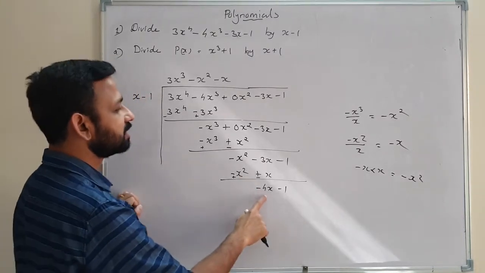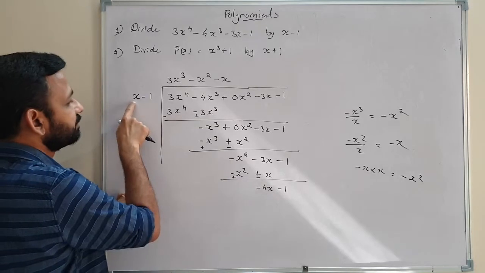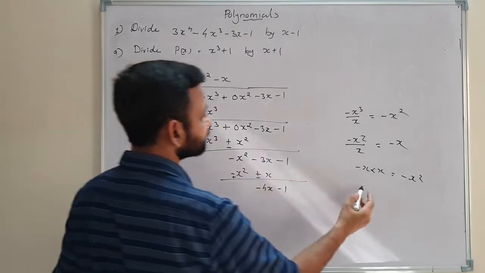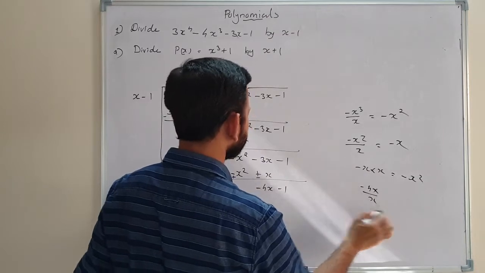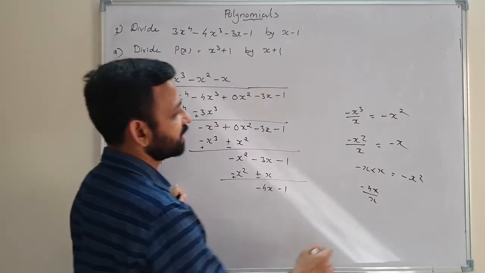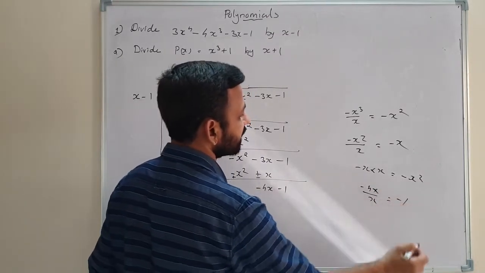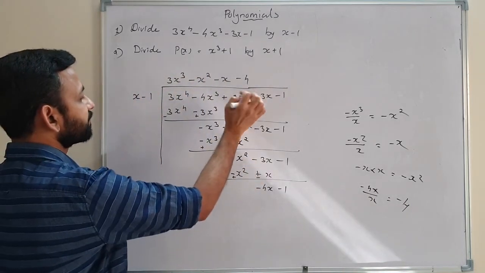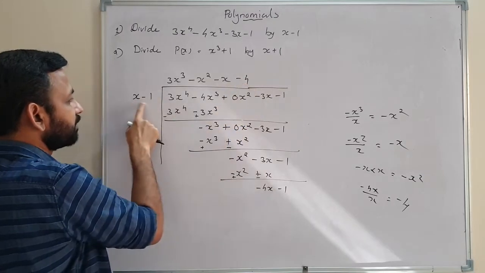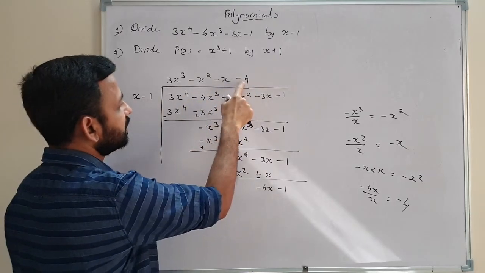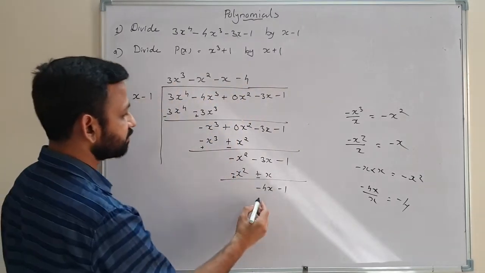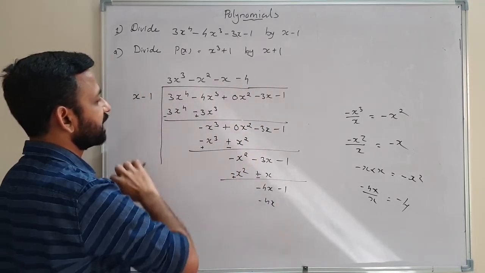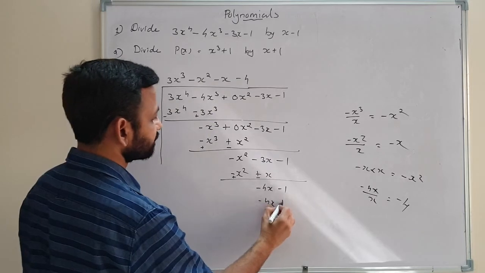Again the same procedure, first term divided by first term. That is minus 4x upon x. X and x cancelled, so we got minus 4. So we will write a minus 4 here. Then we have to multiply both the terms by minus 4. Minus 4 into x, that is minus 4x. Minus 4 into minus 1, minus into minus plus, so plus 4.